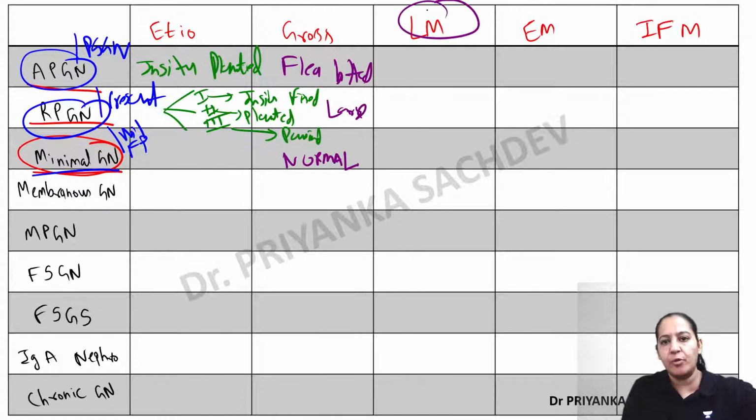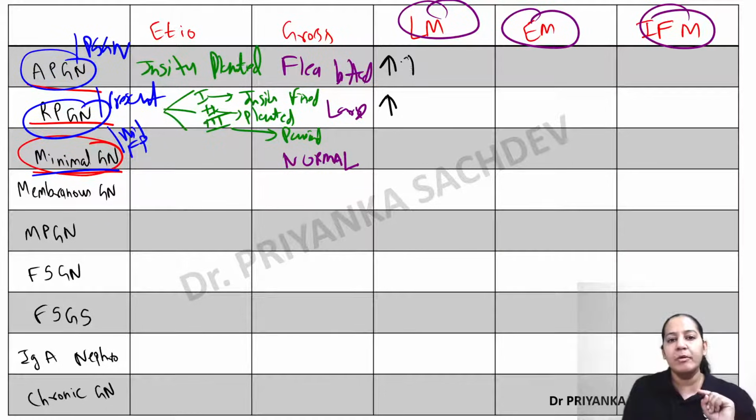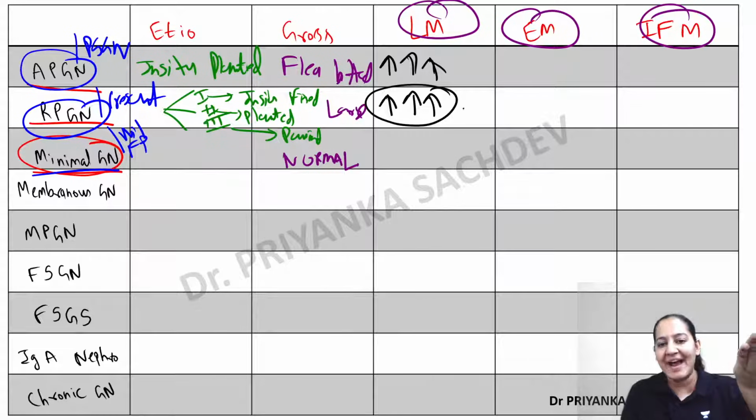In light microscopy, electron microscopy, and immunofluorescence microscopy, we have to say 3 microscopy. In light microscopy, in APGN, the size of the glomerulus is increased. In RPGN, also the size of the glomerulus is enlarged. Glomerulus is hypercellular in both of them, and most of the cells are inflammatory cells, neutrophils and lymphocytes. And glomerulus is hyperproliferative in both of them. The only difference between RPGN and APGN is that in RPGN, crescent is the hallmark. You already know what is crescent, right?